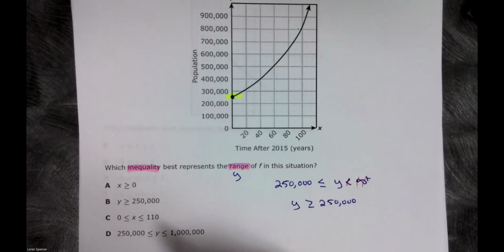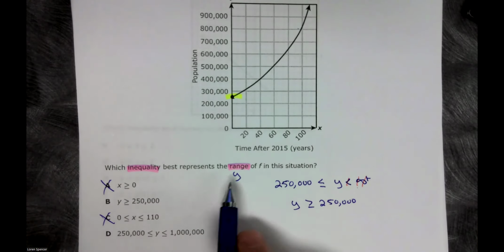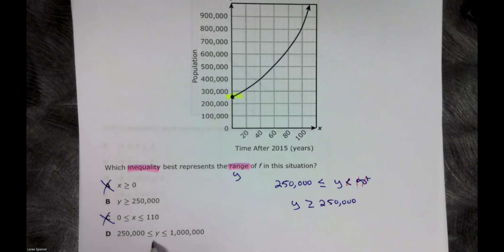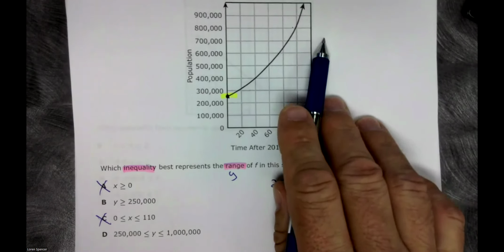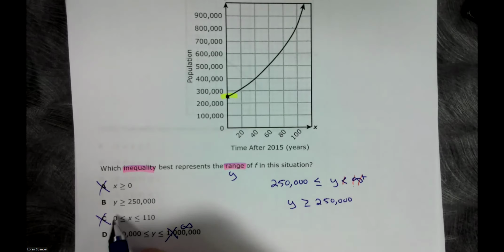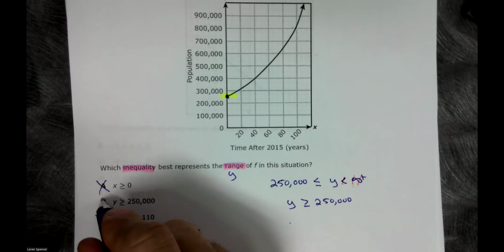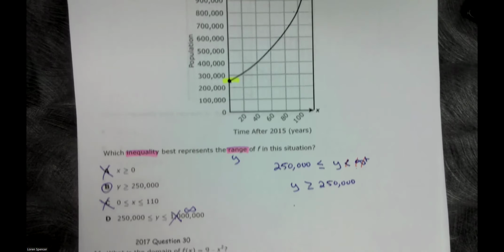This one says x, obviously can't be x. This says x, can't be that because we're working with a range. So we're down to these two. This says 250,000 to a million. Well, we have an arrow, which means infinity. So this is wrong. So the only one it can be is that, and that's actually what matches what we already have. So the answer to 15 is B.